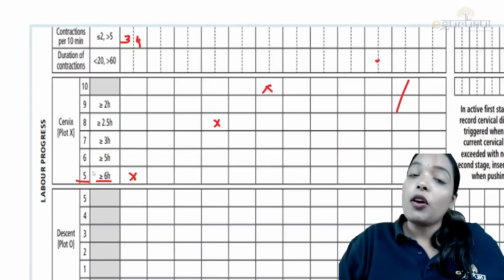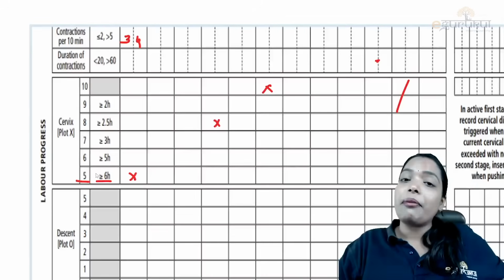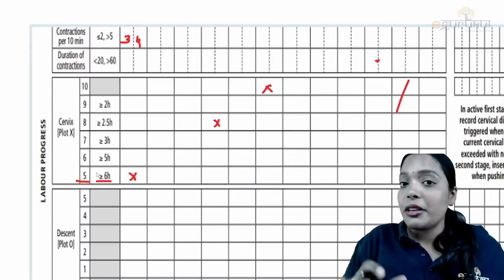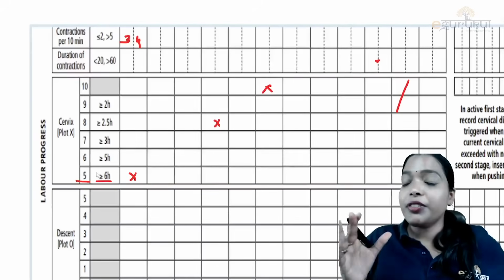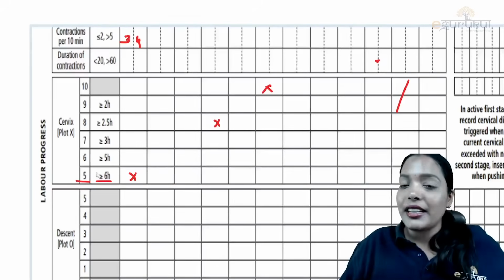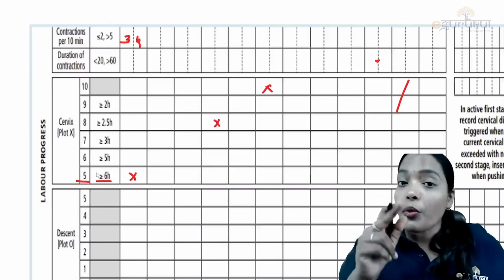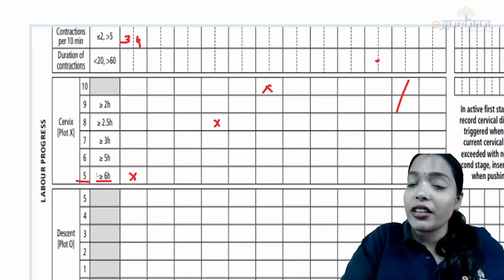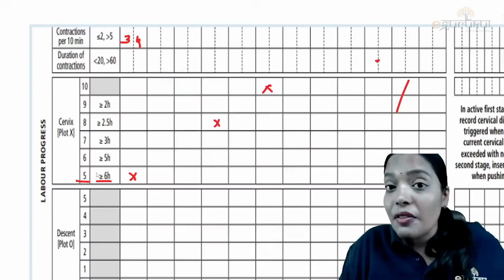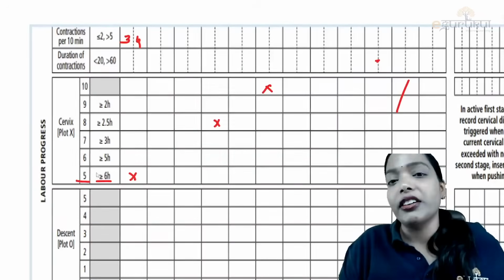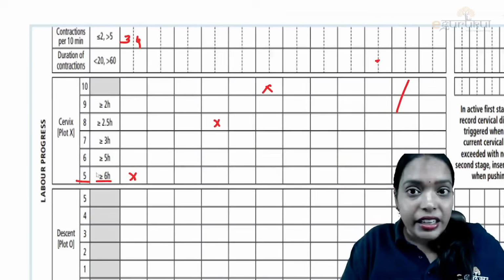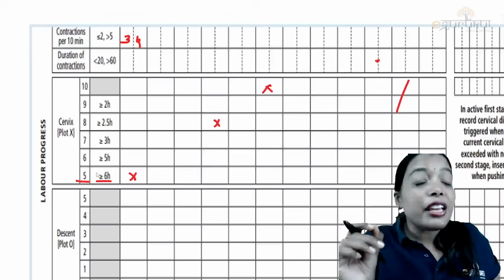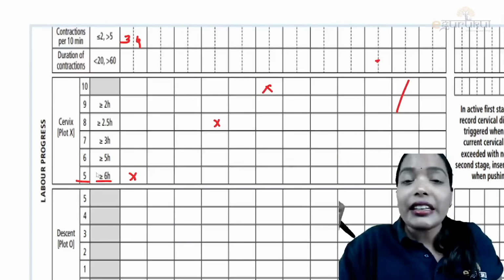So ideally, according to the old WHO partogram, the rate of dilatation in primi or multi is considered as 1 centimeter per hour. So if she is at 5, she should become 10 centimeters in the next 5 hours. But what is it telling here? If she remains at 5 centimeters for more than or equal to 6 hours, then you call it an alert.